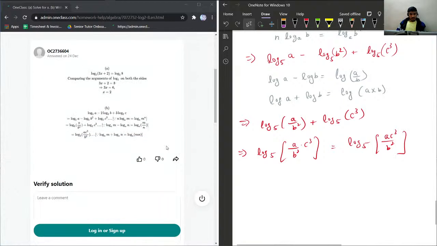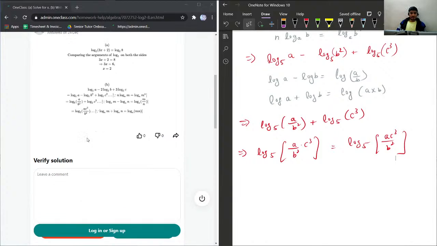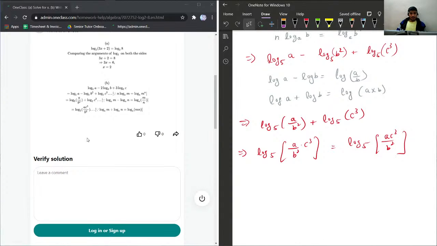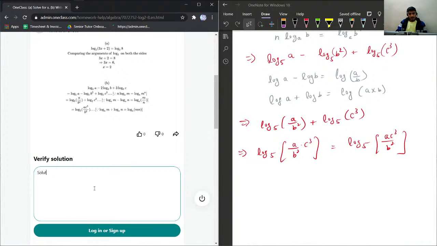I'll just cross check this with the senior tutor. So a c cube over b square, yeah, so the solution given for the b part also is correct. Therefore we'll just write: solution given here is correct, good work.